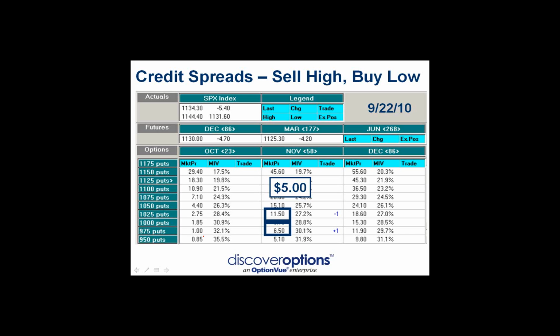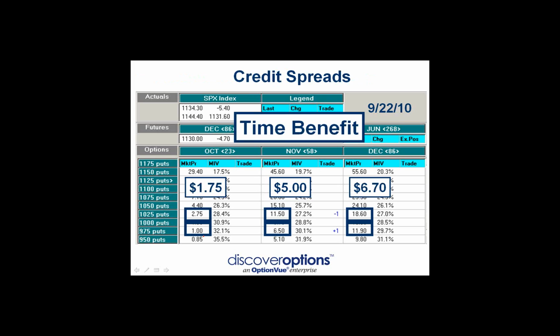We're selling the spread for $5, hoping that in time we'll be able to buy it back for less. So we're always trying to sell a credit spread for high, buy it back for low. All right, now there's a time benefit to credit spreads and a directional benefit to credit spreads. Let's look at the time benefit first.